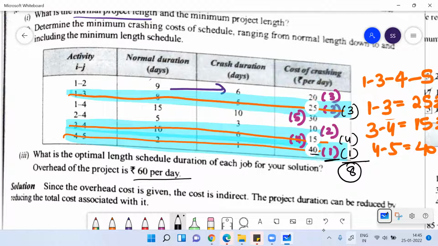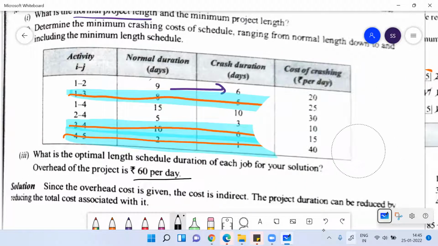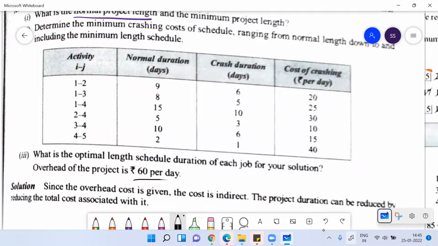But if you're using the crashing cost and all, if you're trying to crash it from 20 days, you can make it 12 days. How from 20? How can you make it 12 days? Please understand this crash. Your cost loop was 1 to 3. So this was 25 rupees for 3 days.